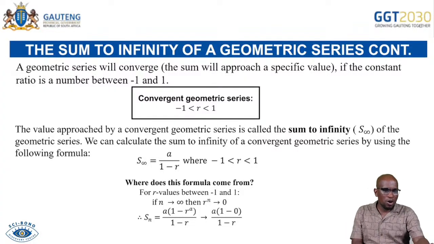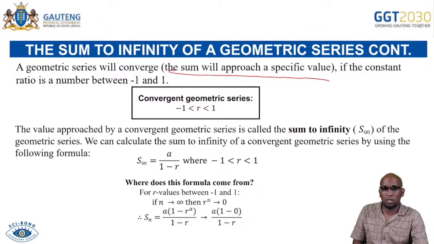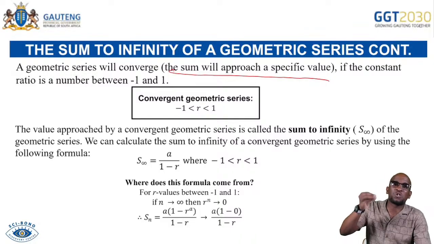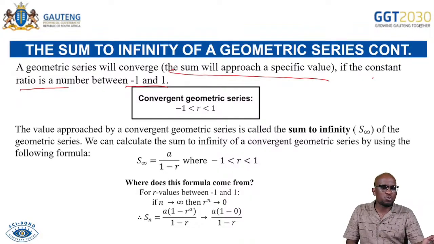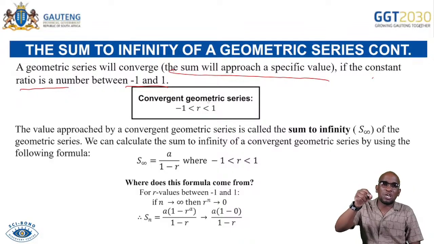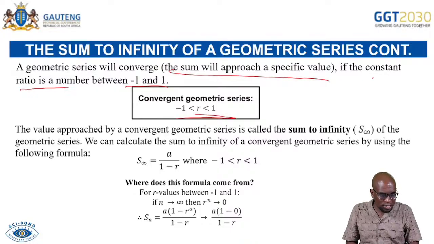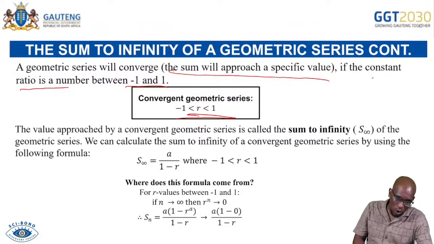The sum to infinity of a geometric series would converge, or it will approach a specific value. That is what convergence means. It means that it will approach a specific integral value. So if the constant ratio is a number between -1 and 1, we found out that for it to converge, there should be a condition for the constant ratio, and that condition is that R should be trapped between -1 and 1. R should be values greater than -1, but values that are less than 1.